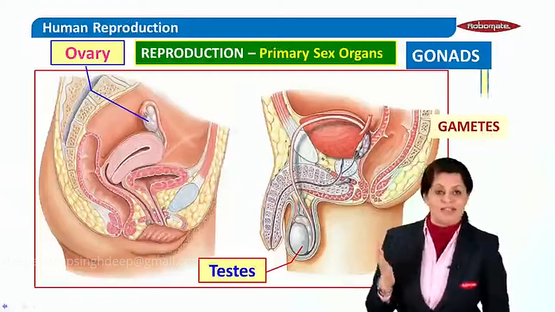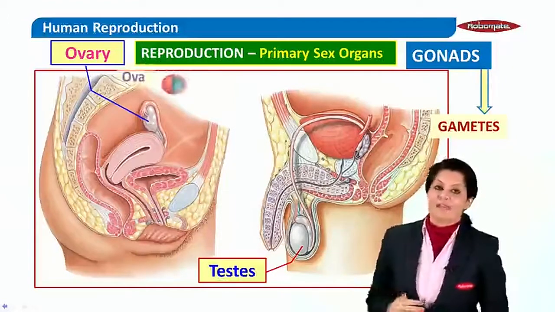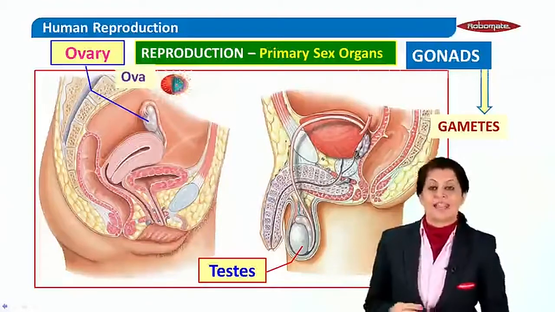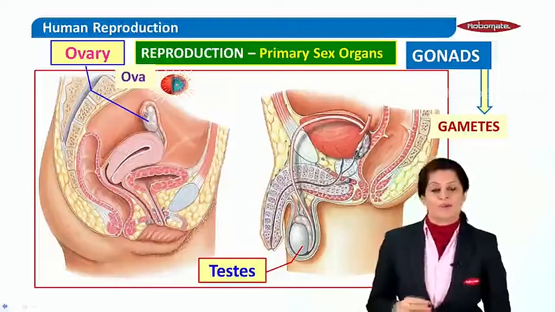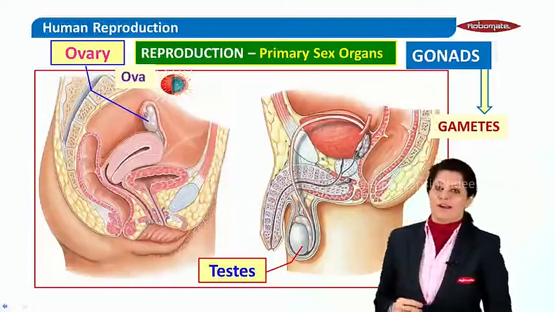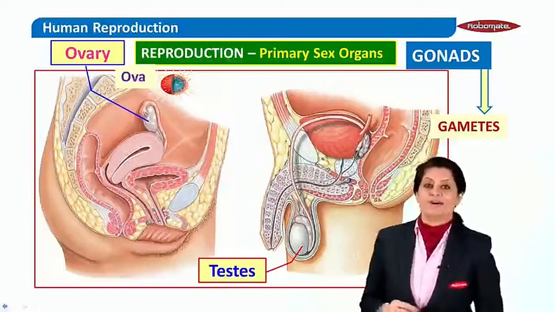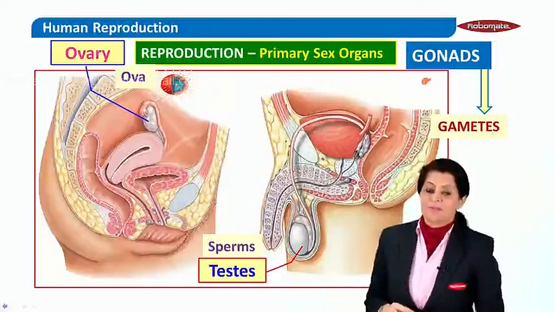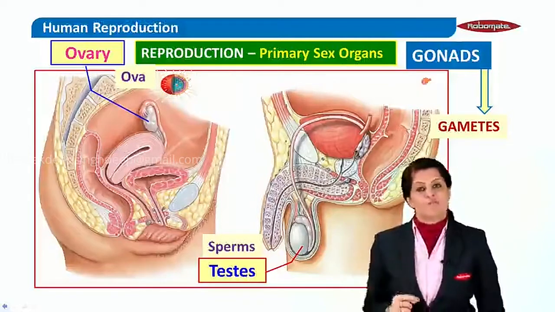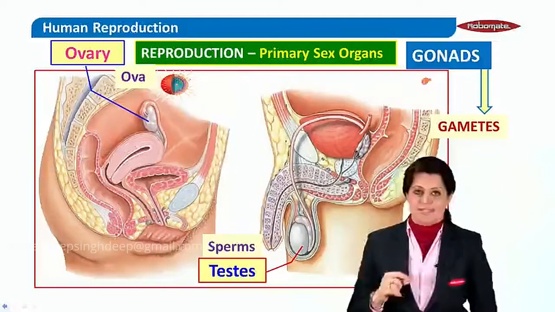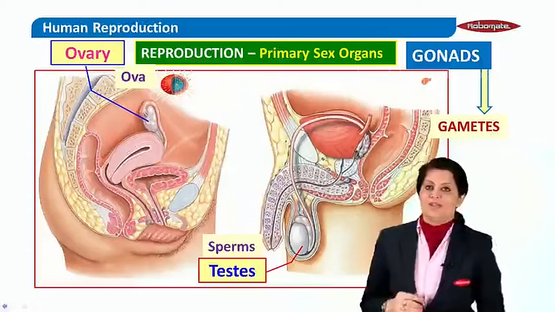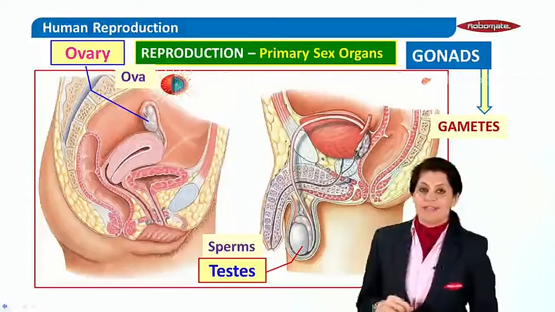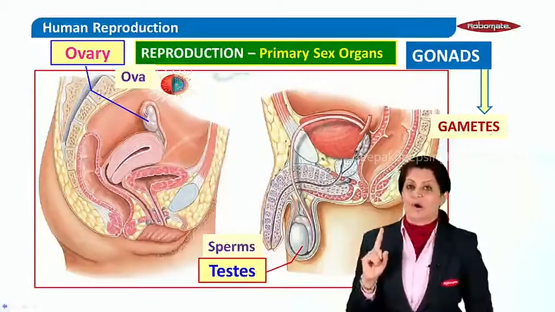And what are gametes? In case of female, the gamete is an egg or ovum, plural being ova, and in case of a male it is sperms we are talking about. So the organs which produce the gametes or the sex cells, those organs are called primary sex organs.